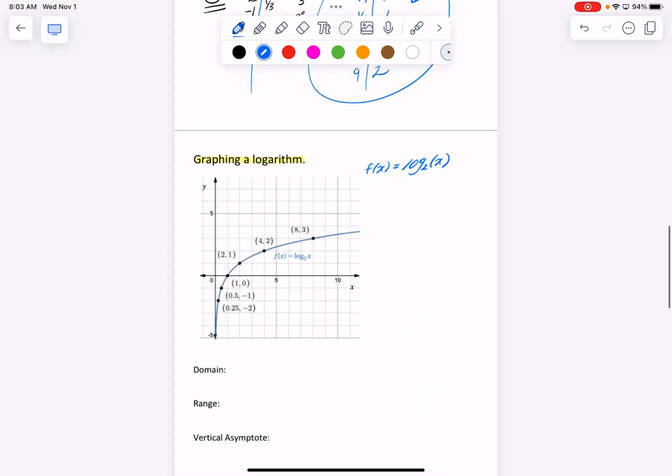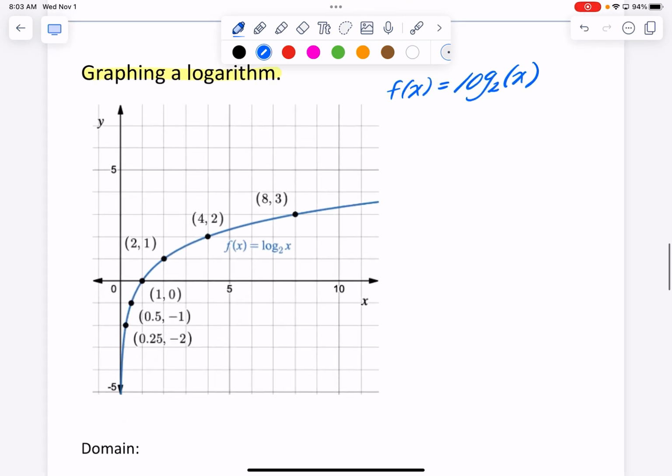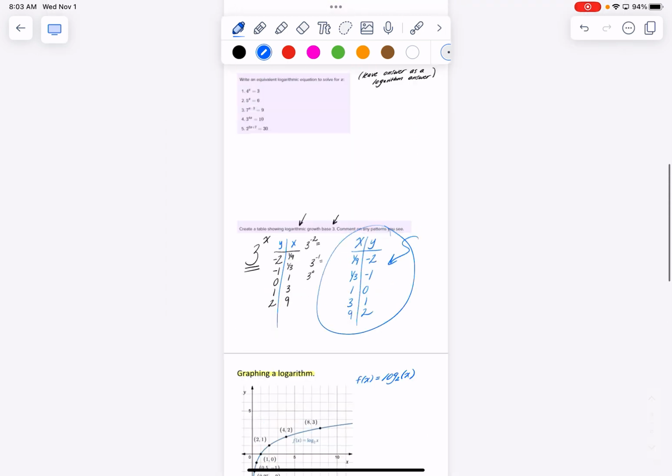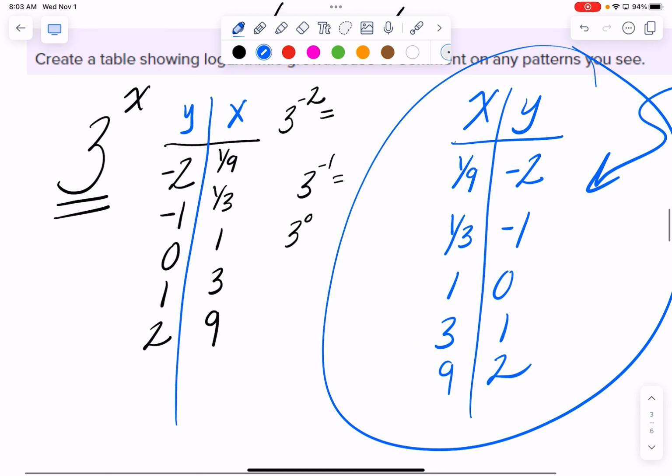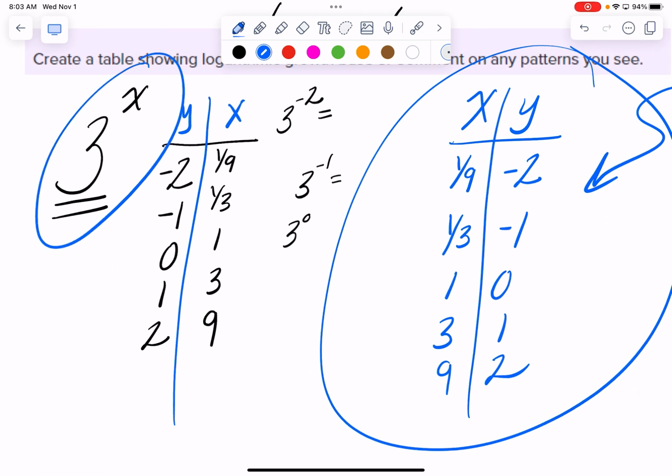Okay, so now we're going to learn how to graph a logarithm, everyone. So we just did it. Literally, that's how we graph logarithms. We first start with the exponential instead. We switch the points. Boom, there's your points. You know what I mean? Graphing the log is super easy.